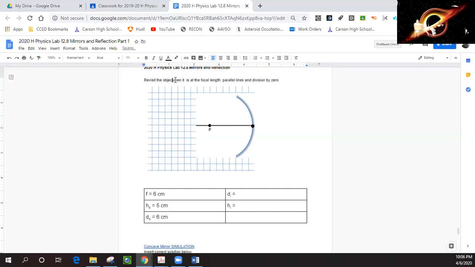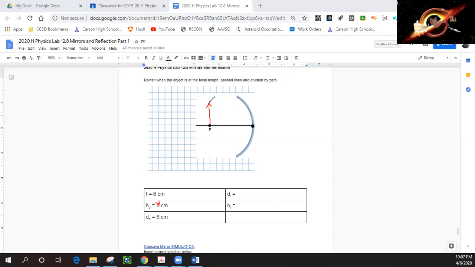Let's revisit when the object is at the focal length. Okay, let's see what happens now. So here's our object, right here. Let's say it's, well, let me make it 4. So let's make sure that this is 4, and it's about right here.